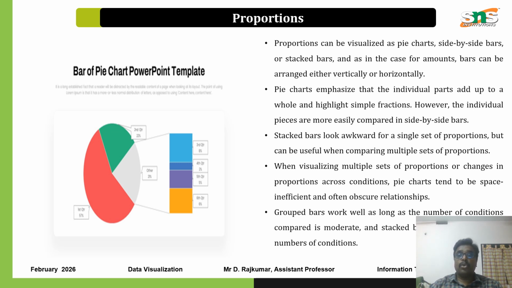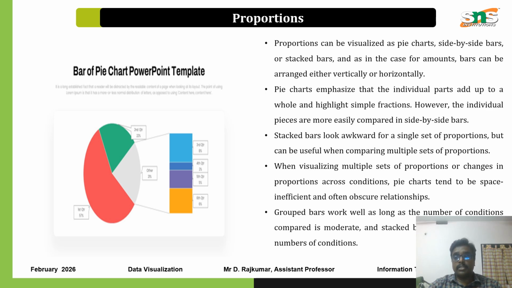Stacked bars look awkward when we use a single set of proportions, but they can be useful when we use multiple sets of proportions. When visualizing multiple sets of proportions or changes in proportions across conditions, a pie chart is more space consuming, and often ends up obscuring relationships. So sometimes grouped bars, which work well with a large number of conditions, can also be used.